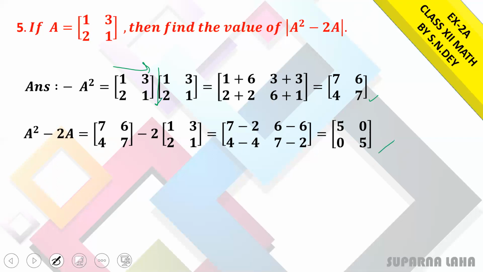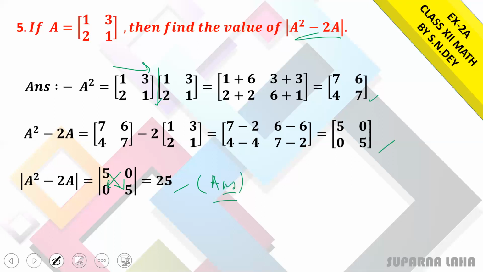Now we need to find the determinant of A square minus 2A. So write it in determinant form: 5, 0, 0, 5, and just 5 into 5, 25, minus 0. That means 25 only. So the answer is 25. This is your answer, the value of the determinant of A square minus 2A. So moving to the next question.